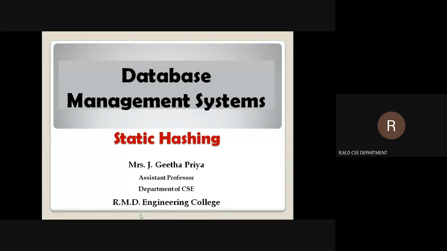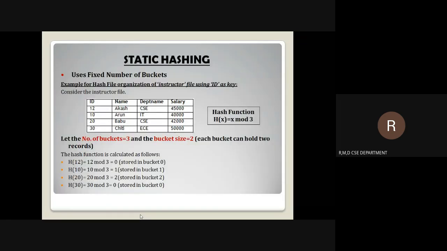Everybody. In this video, we will discuss the concept of static hashing. Static hashing is a hashing mechanism where a fixed number of buckets are used. Let us consider as an example the instructor file. The hash file organization for the instructor file is done as follows.